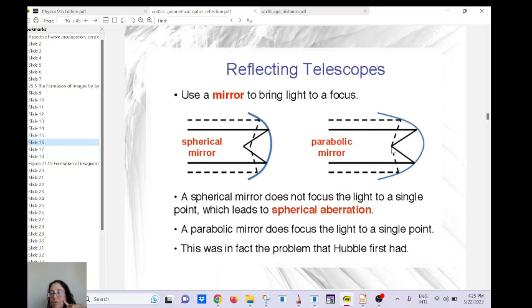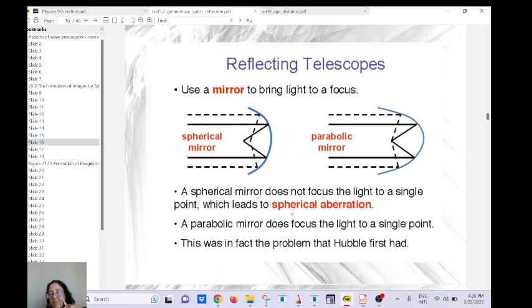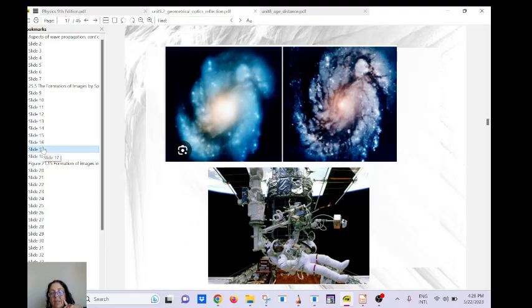They do focus here at the focal point. So a telescope will actually have a parabolic mirror, so we can deal with what's called spherical aberration. For example, that was an issue with the Hubble telescope.